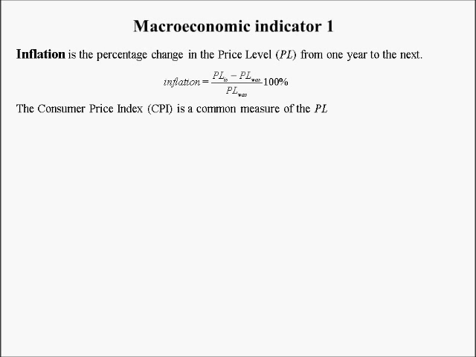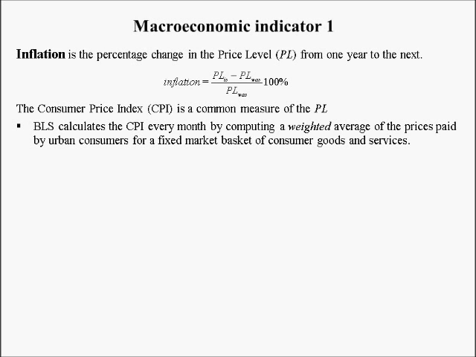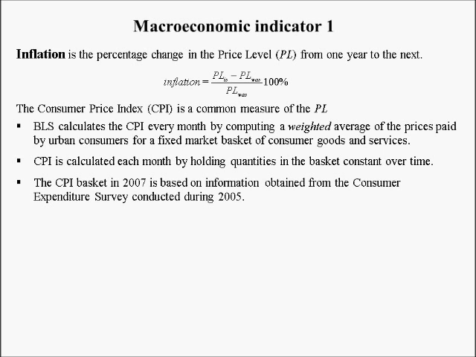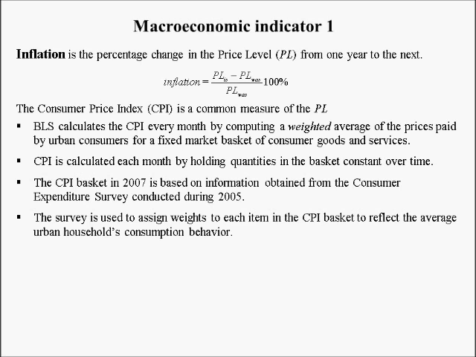The Consumer Price Index is a common measure of the price level. The BLS, the Bureau of Labor Statistics, calculates the CPI every month by computing a weighted average of the prices paid by urban consumers for a fixed market basket of consumer goods and services. CPI is calculated each month by holding quantities in the basket constant over time. The CPI basket in 2007 is based on information obtained from the Consumer Expenditure Survey conducted during 2005.